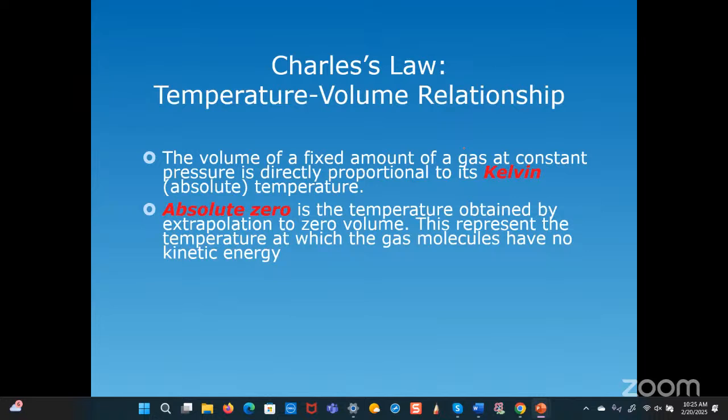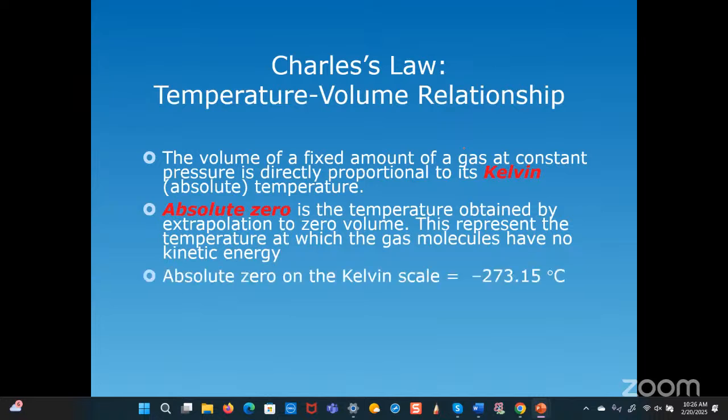Absolute zero is the temperature obtained by extrapolation of the graph you're going to see shortly to zero volume. This is a theoretical concept. Basically, it suggests that at that temperature, the gas molecules will have no kinetic energy. Typically, gas molecules have translational energy, which we talked about earlier, but also rotational and vibrational. But at absolute zero, the molecules will have no kinetic energy of any type whatsoever.